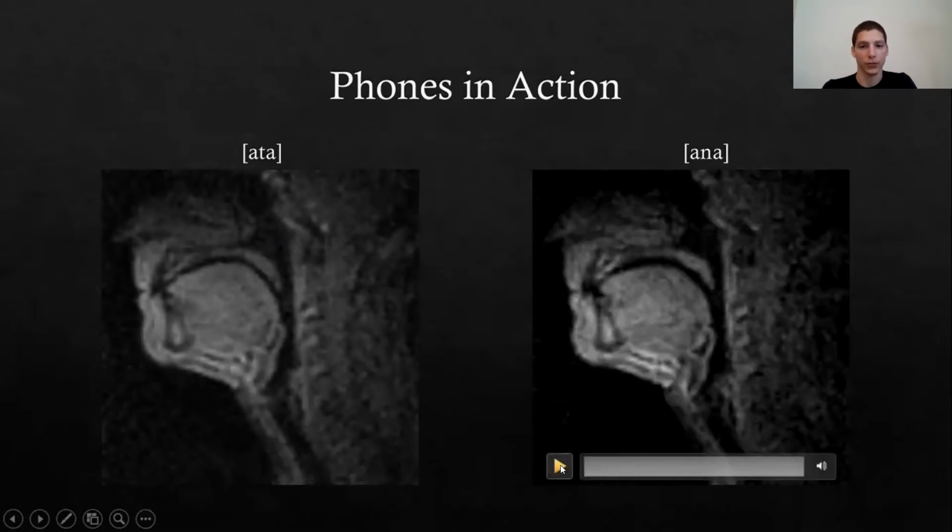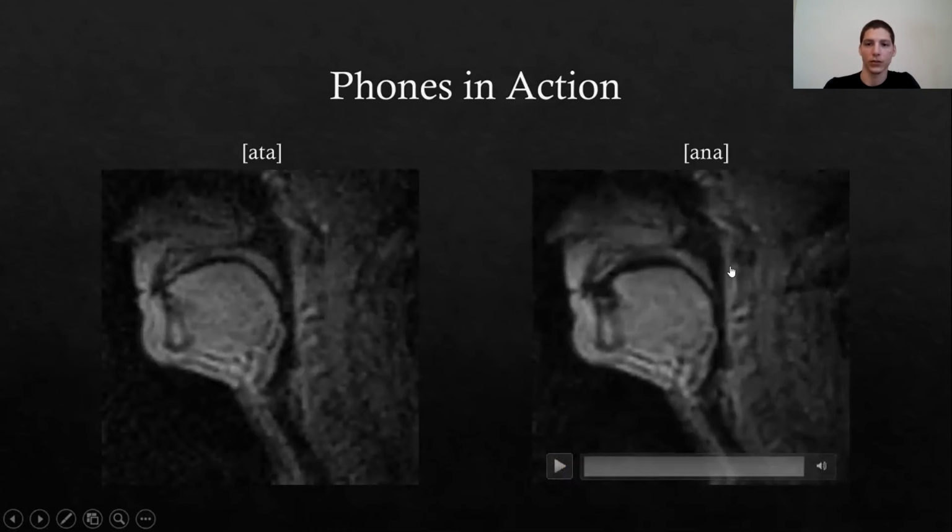In contrast to that, we have ana, where we do let air pass through the nose. So again, watch the velum here. You'll see that it opens when producing the N. Ana. It's really brief and subtle, but you can see that there is a gap between the back of the throat and the velum when the speaker says ana. You see the velum moves back and forth to shut off air during the vowel and let air into the nose during the N.